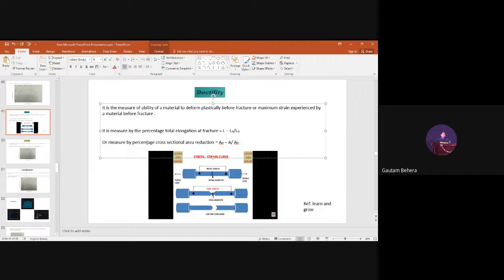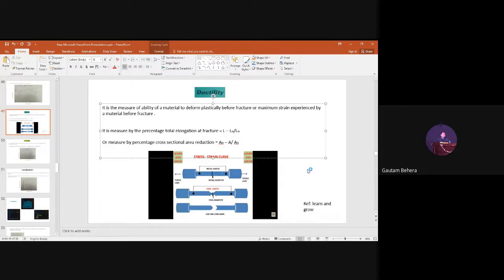percentage cross-sectional area reduction is initial cross-sectional area minus instantaneous cross-sectional area divided by initial cross-sectional area. Let me tell you a very good point about this. Many people get confused with these formulas, percentage total elongation at fracture and percentage cross-sectional area reduction. People get confused about which one to take in the numerator and which in the denominator.